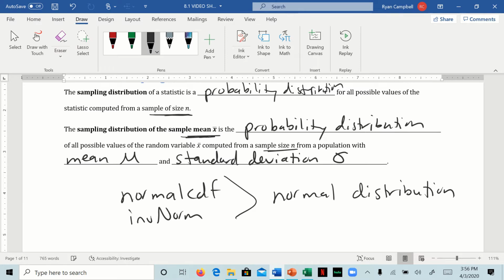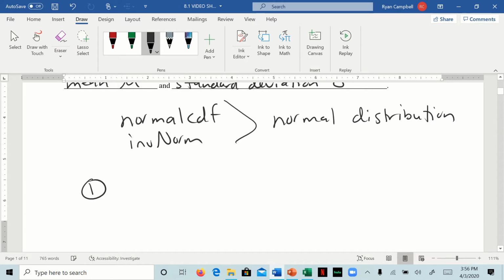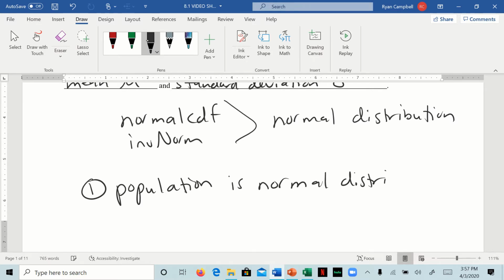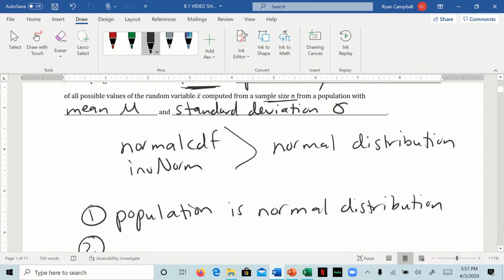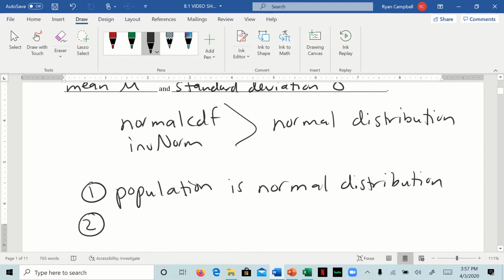Well, how can we know that we're dealing with a normal distribution? One is super easy: the population tells you it's normal. It just says that the population is a normal distribution. Perfect, awesome, super easy. However, there is a second one. If the population is not normal, is there something we can do to get a normal distribution, especially if we're trying to figure it out for a sample size? So here are some examples.